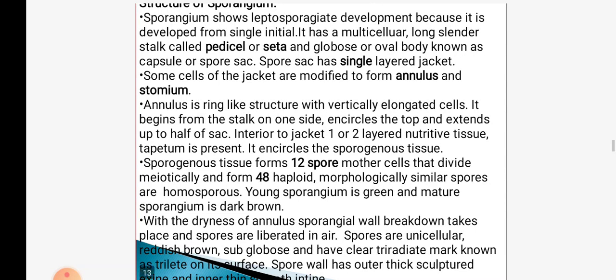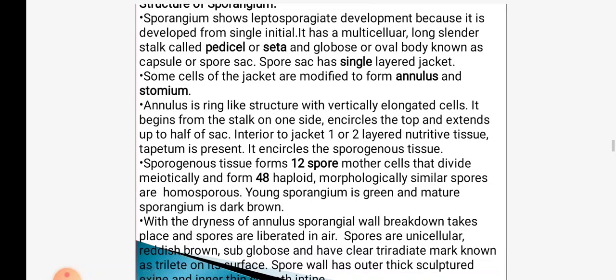Spores are unicellular, reddish brown, subglobose and have clear triradiate mark known as trilete mark on its surface. Spore has outer thick sculptured exine and inner thin smooth intine. That is, ornamentation is present on the outer thick exine. It is with design. Sculptured means with design.